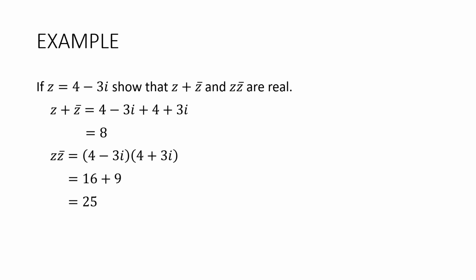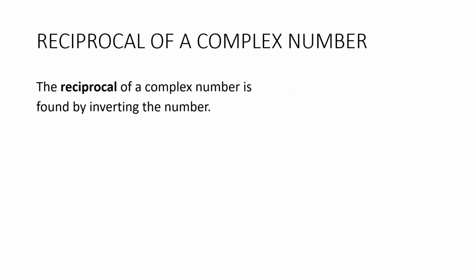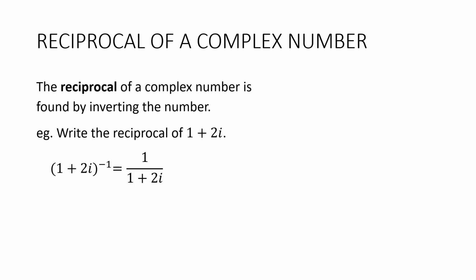Now we're going to look at division, and we'll start by looking at the reciprocal of a complex number, which of course is found by inverting the number. So if we want to find the reciprocal of 1 plus 2i, that's going to be 1 over 1 plus 2i. Now of course we don't want imaginary numbers on the denominator, and the way to get rid of that is to multiply top and bottom by the conjugate.